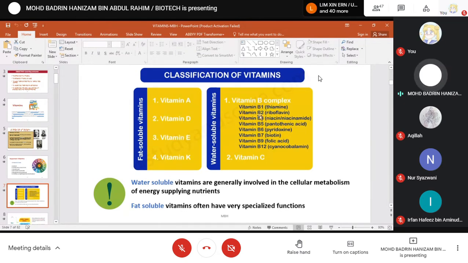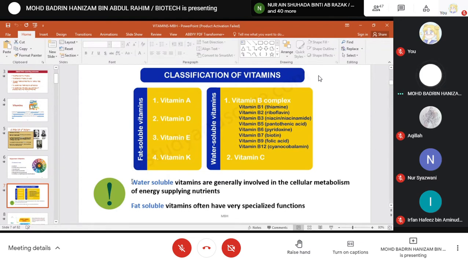Water soluble vitamins are generally involved in the cellular metabolism of energy supplying nutrients, while fat soluble vitamins offer very specialized functions. To make it easier to remember, when we talk about water soluble vitamins, most of the time, if not all, generally almost all of them are involved in the cellular metabolism of energy supplying nutrients.